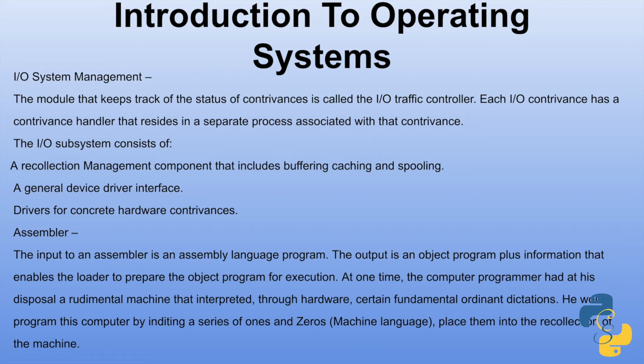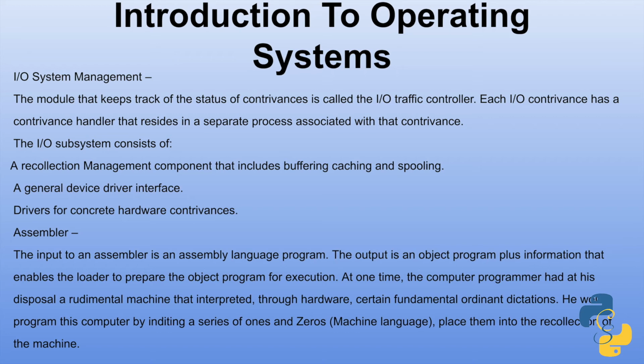Okay, so moving on, there is I/O system management, that is input-output system management. So the module that keeps track of the status of contrivances is called the input-output traffic controller. Each input-output contrivance has a contrivance handler that resides in a separate process associated with that contrivance. So basically what this is saying is that, of course, a computer reads things as binary, input-output, 1, 0, off, on, and for this, there has to be a system manager that really controls the traffic, makes sure the computer does not overheat, or perform more processes than it really needs to, as the actual person does their thing and types or moves the mouse or whatever that really needs to do.